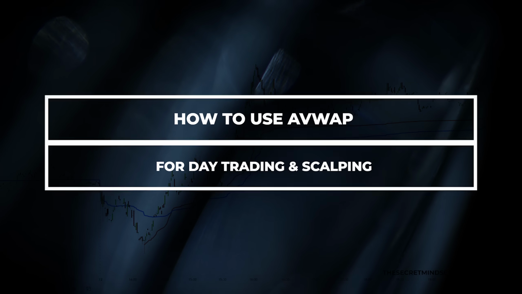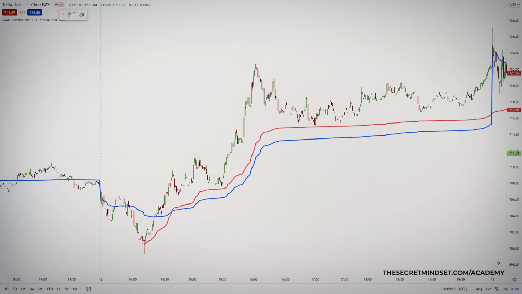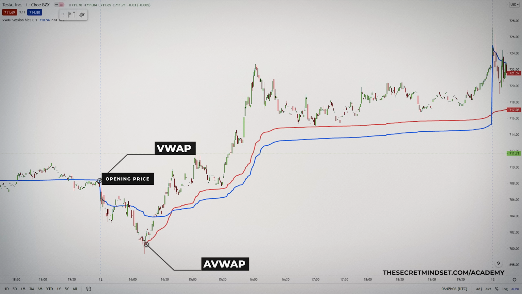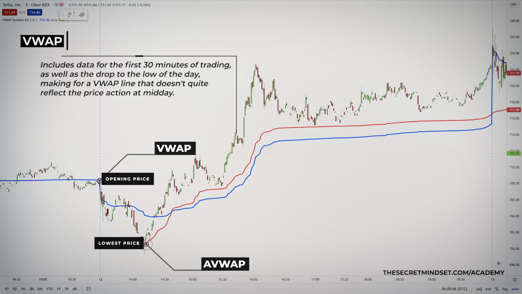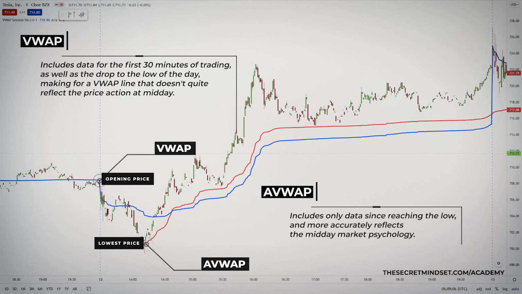But what if you prefer day trading or scalping? In this Tesla 1-minute chart, the VWAP line, in blue, is based on the opening bar, while the anchored VWAP line, in red, is set at the low of the morning. The traditional VWAP line includes data for the first 30 minutes of trading, as well as the drop to the low of the day, making for a VWAP line that doesn't quite reflect the price action at the midday. The red anchored VWAP line includes only data since reaching the low, and more accurately reflects the midday market psychology.